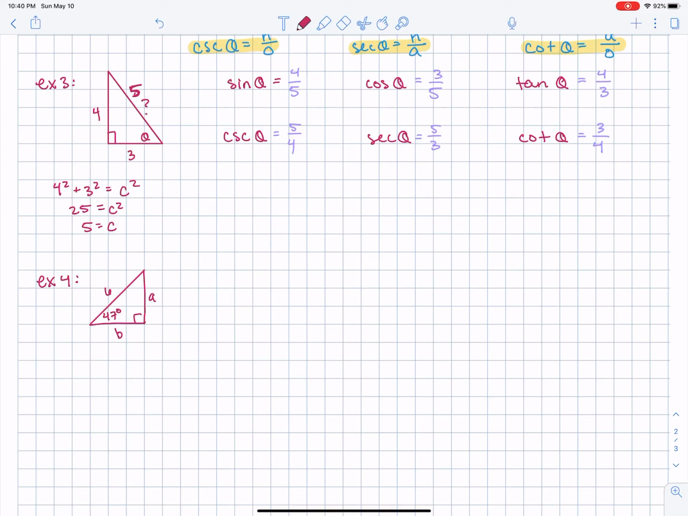So what you can actually do for this is take sine 47, and you can do this in your calculator, but make sure that your calculator is set for degrees, not radians, degrees. All right, so sine 47 is equal to my opposite side, which is A, over my hypotenuse, which is 6. And we can solve from here. So 6 sine 47 is equal to A.